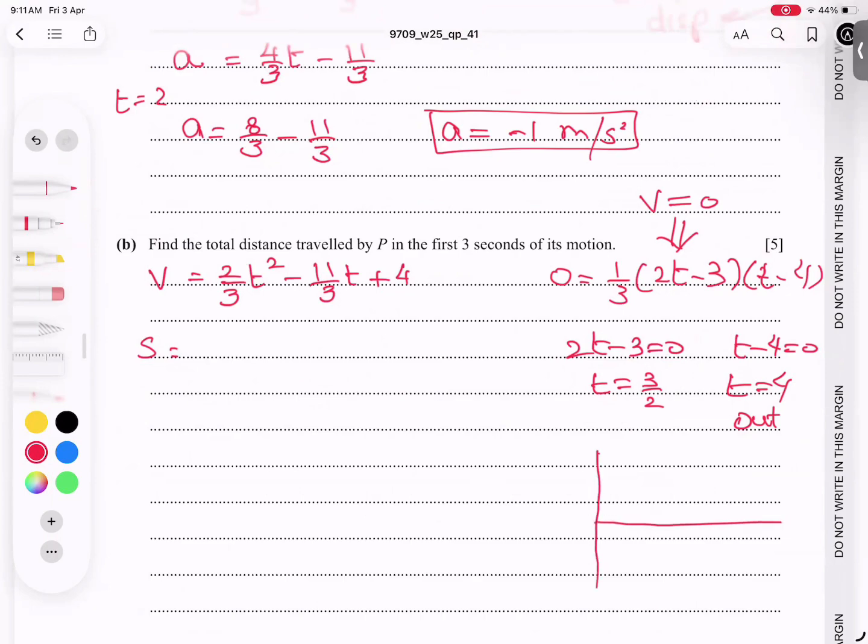Even we can check it, and I'm going to show you the concept. If I plug in starting from 0 till 3 with a 0.5 gap, let's see what happens. When I plug in 0 here and 0 here, I get a 4. It means the particle has a velocity of 4 here.